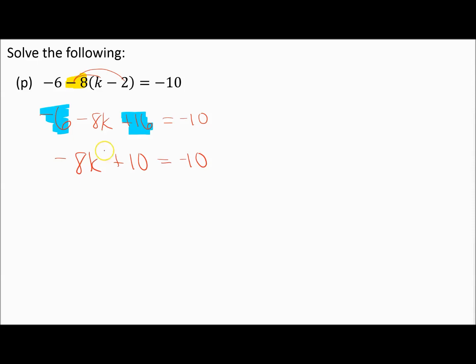Now, you'll notice I only have a k on the left, so this is going to be my variable side. My constant side is going to be on the right, so that means I need to move this constant to the other side. So I'm going to subtract 10 from both sides. So this positive 10 and this negative 10 cancel. That leaves me with negative 8k on the left.